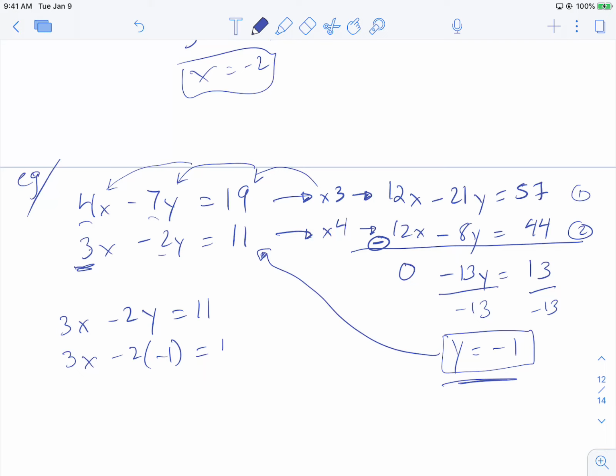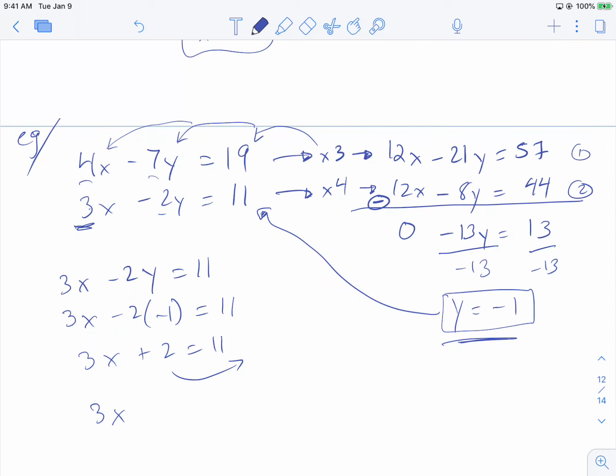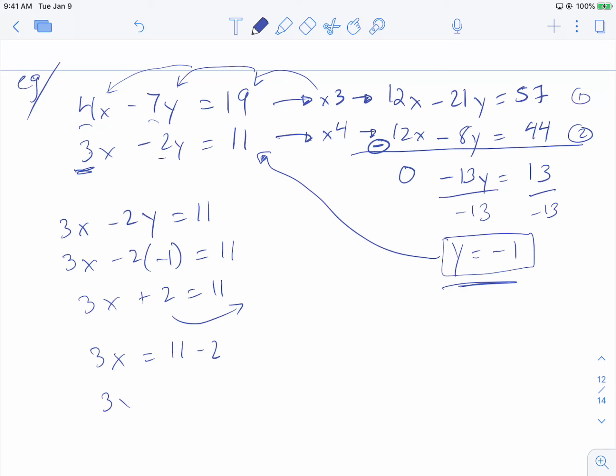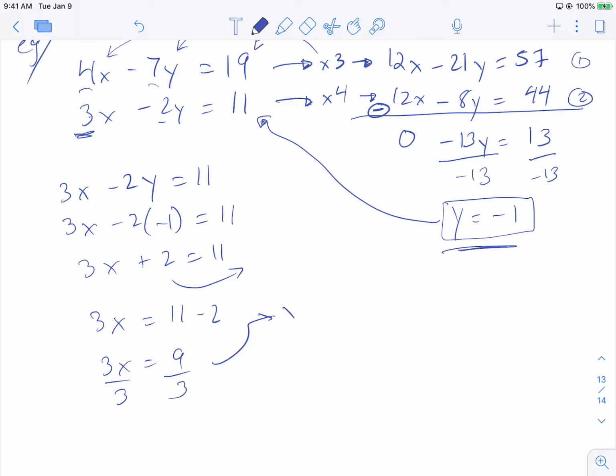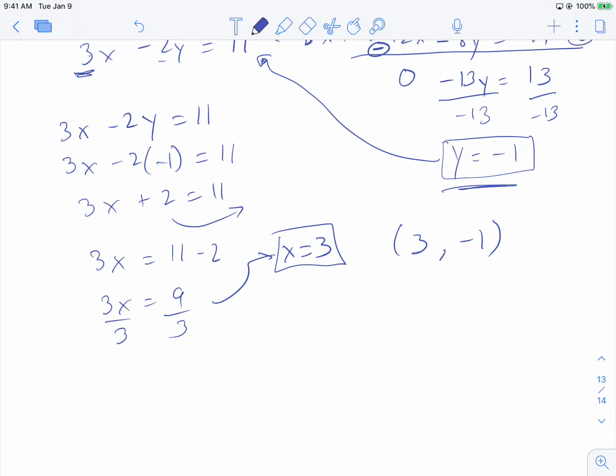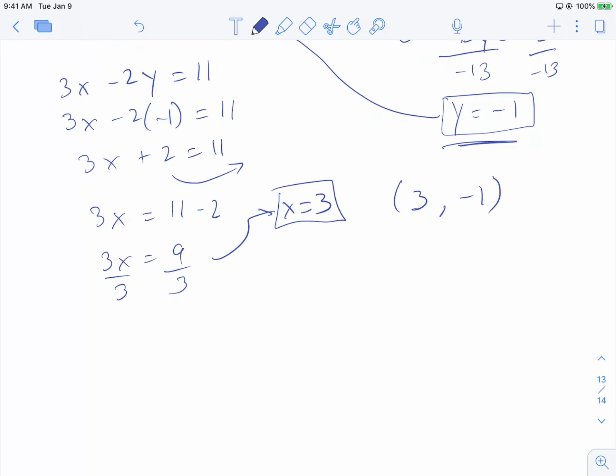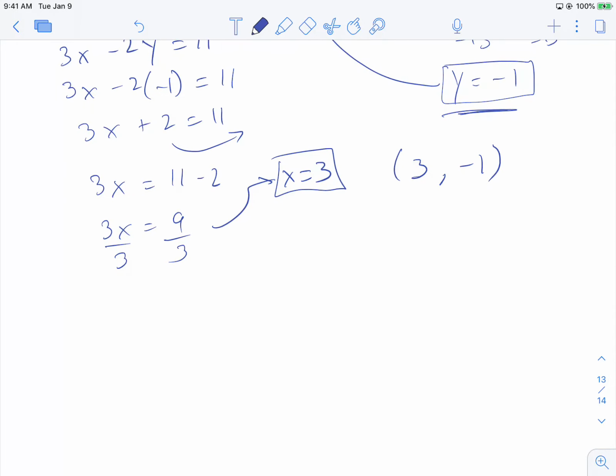Negative 1 equals 11. 3x plus 2 equals 11. Bring that 2 over, and I get 3x equals 11 minus 2. 3x equals 9. Divide by 3, and I get x equals 3. So when all is said and done, using elimination, I got 3 and negative 1. Now I'm going to do the exact same thing, but I'm going to try to use substitution.